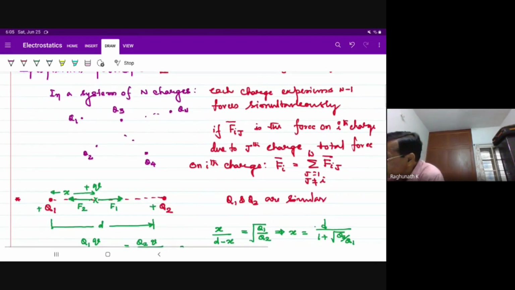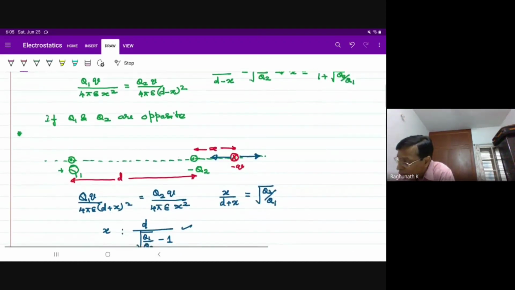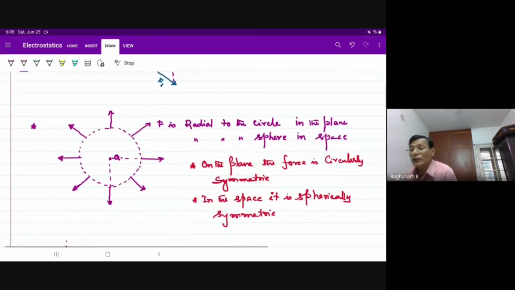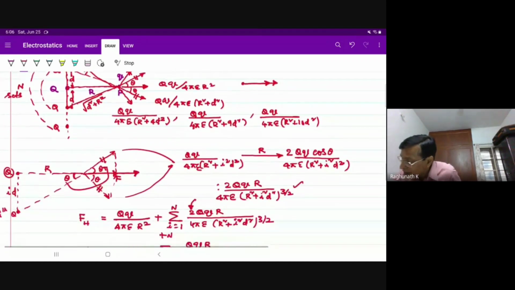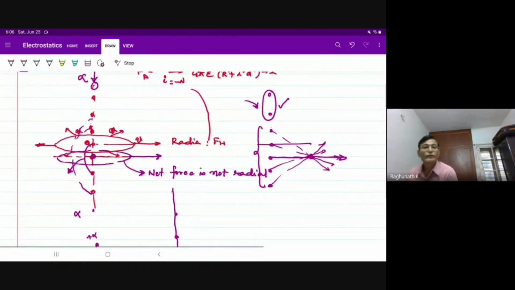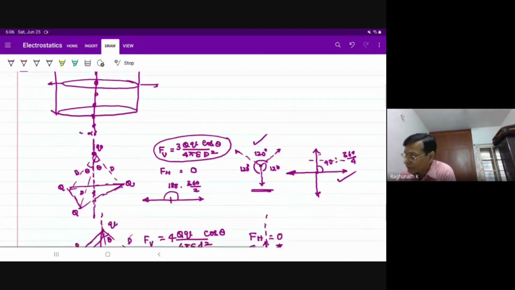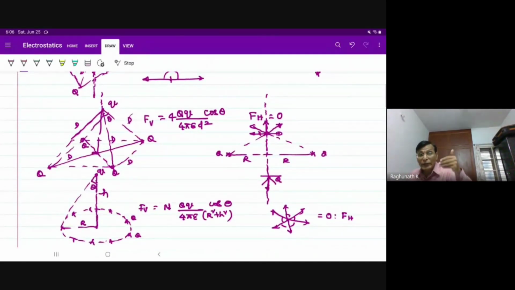I gave this statement. Then I spoke about a few cases. Then we moved on to something called symmetry of the force field, taking different cases. And then the direction of the resultant in the regular systems of charges.